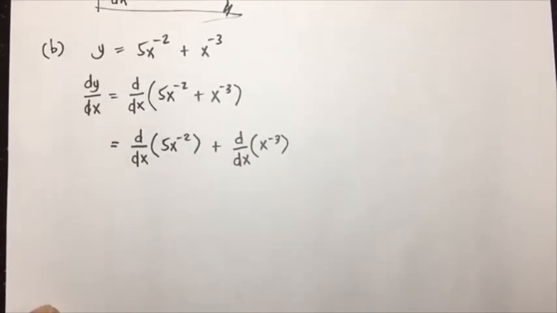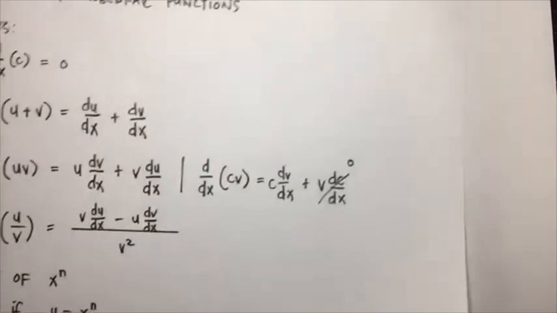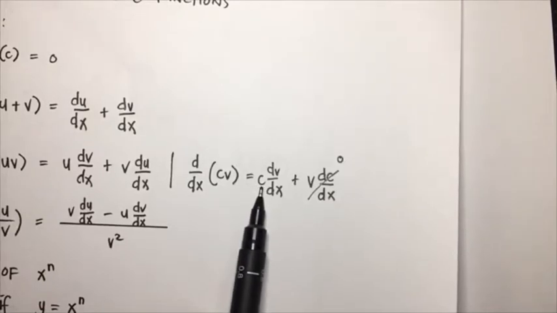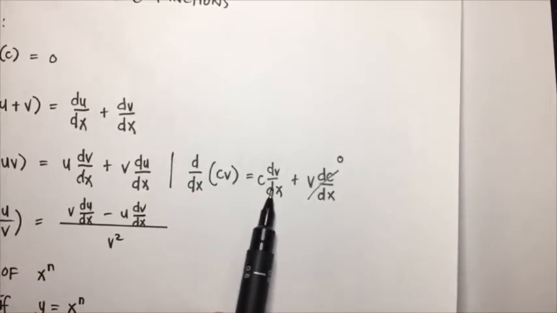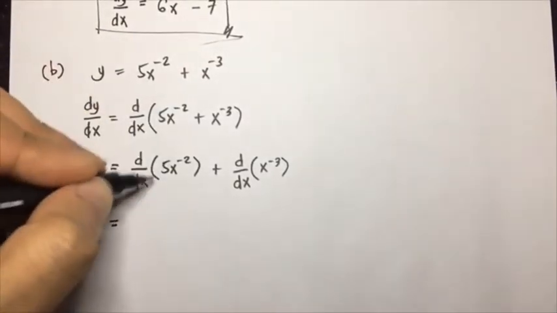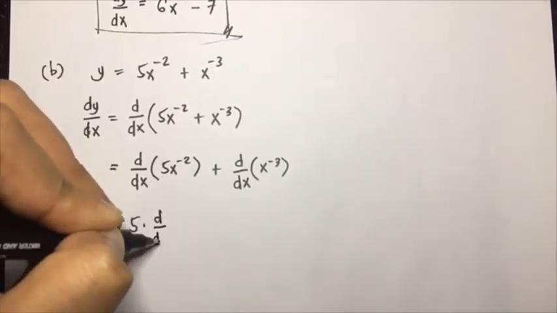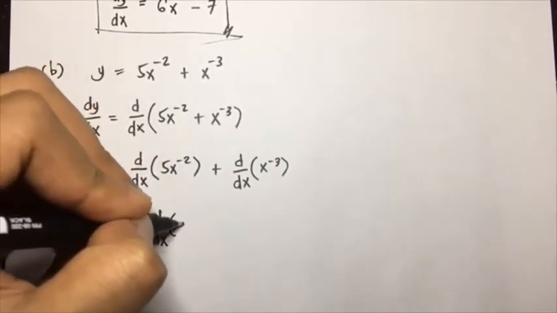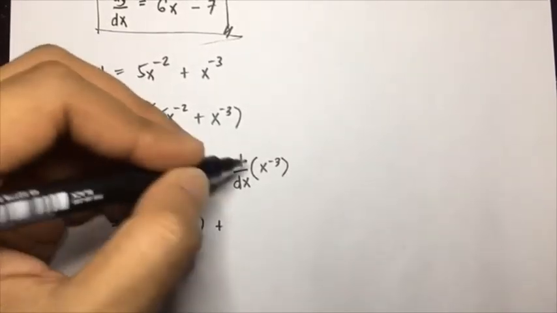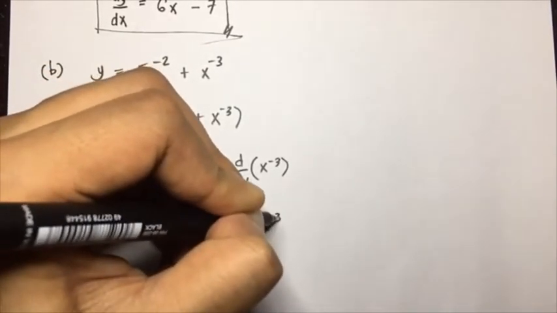Okay, so we can see here that we have a numerical coefficient. Recalling the rule for product, if we have a numerical coefficient, we take it out and then derive only the variable. So this will become, take out 5, so 5 multiplied by the derivative with respect to x of x to the negative 2, plus this one copy, so d over dx of x to the negative 3.